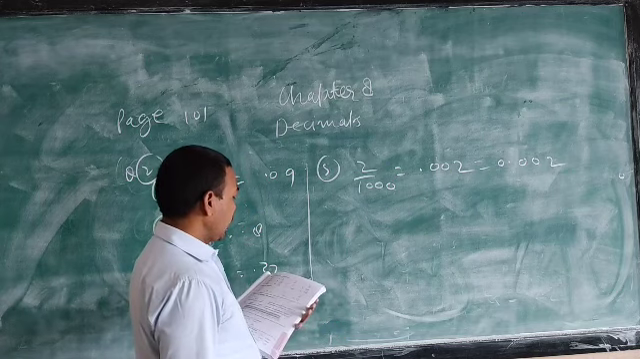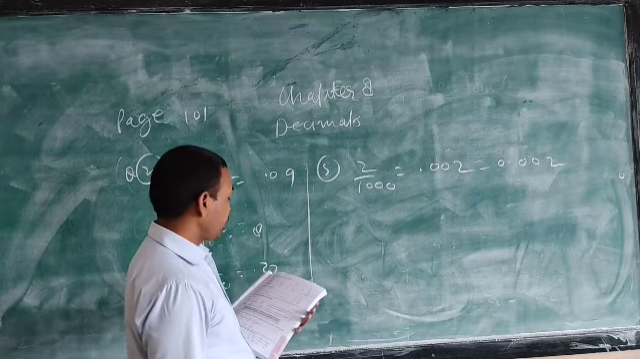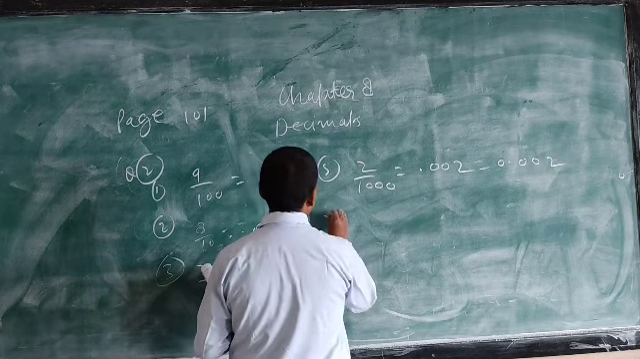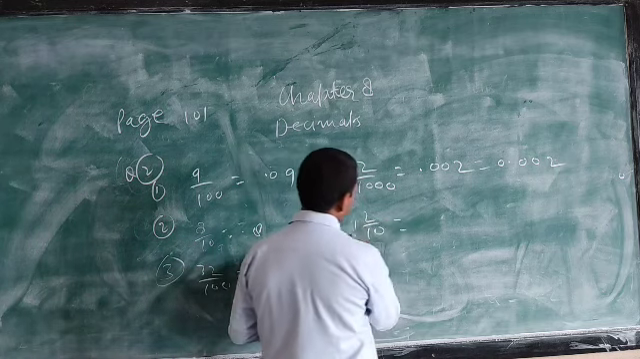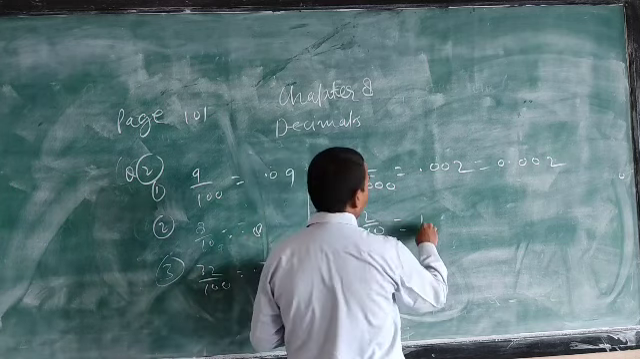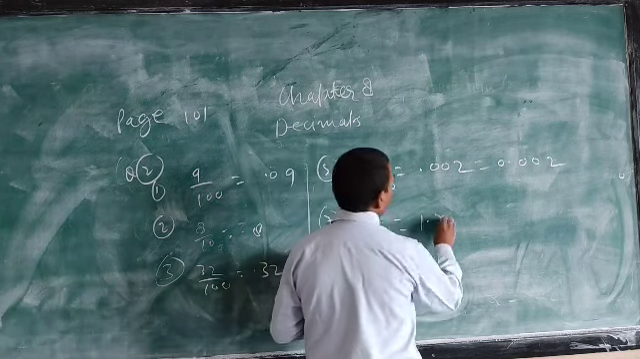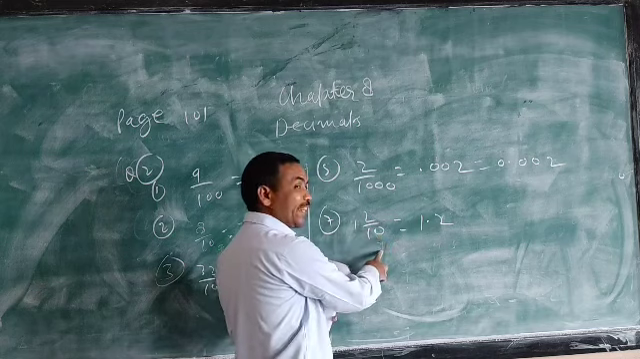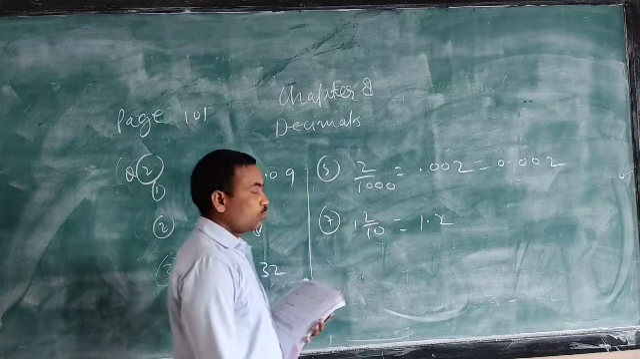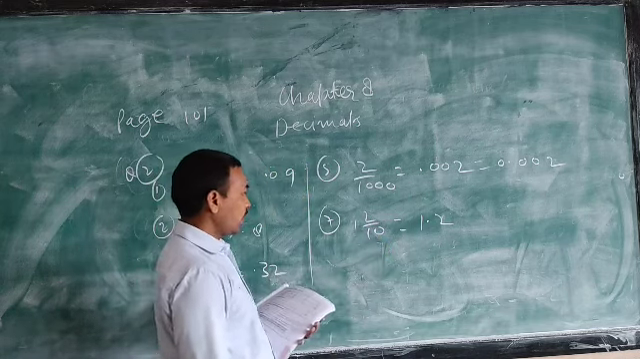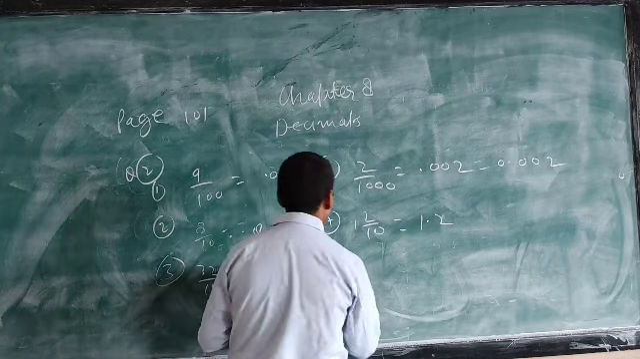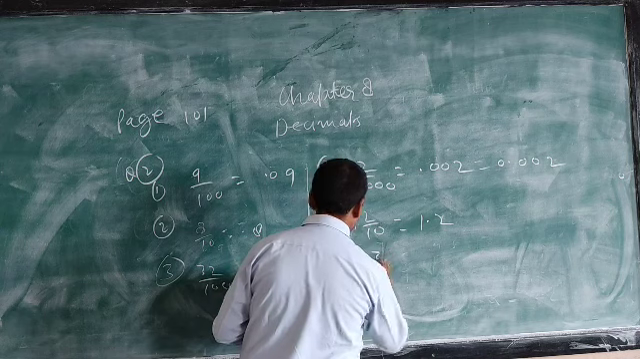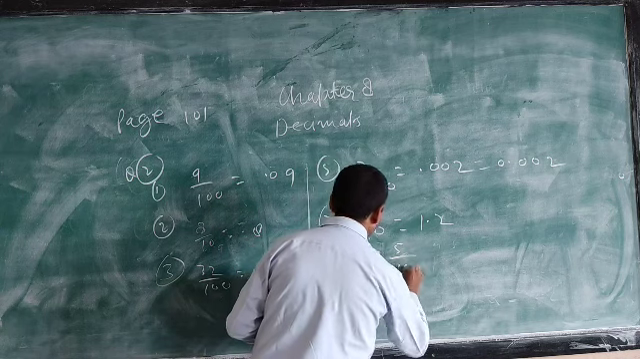And how to write the next number in decimal form? Suppose here 7 is given, 1 and 2 by 10. So the whole number part is 1. 1 and 2 by 10, that is 2 tenths. This is 0.2. So 1.2 directly you can write.